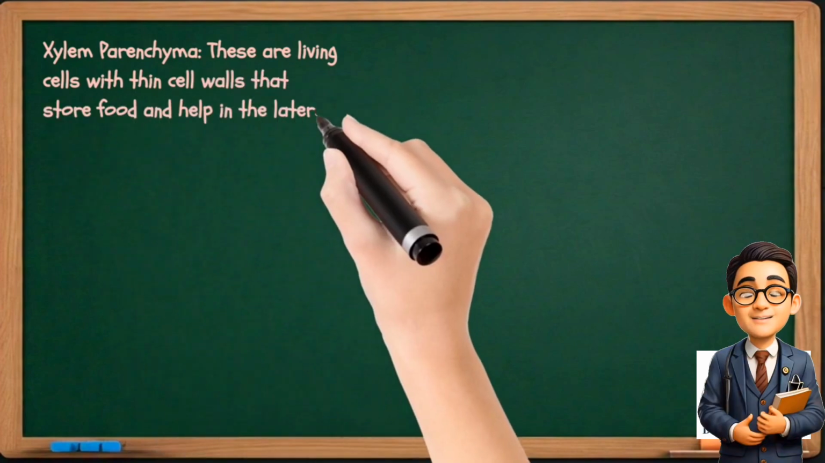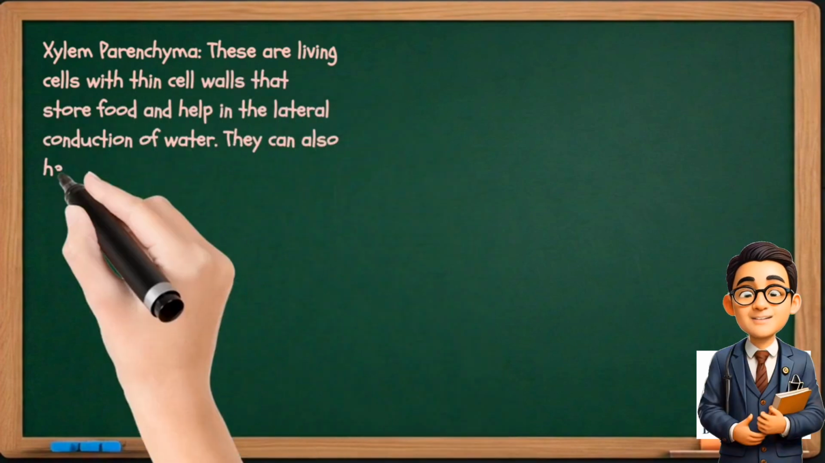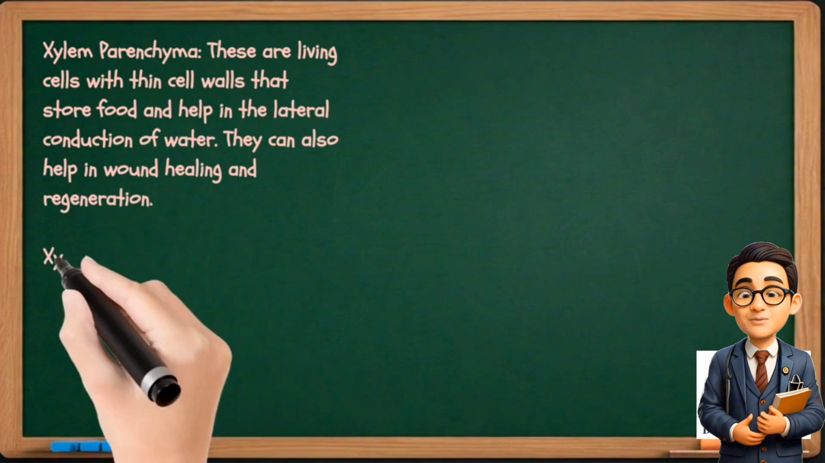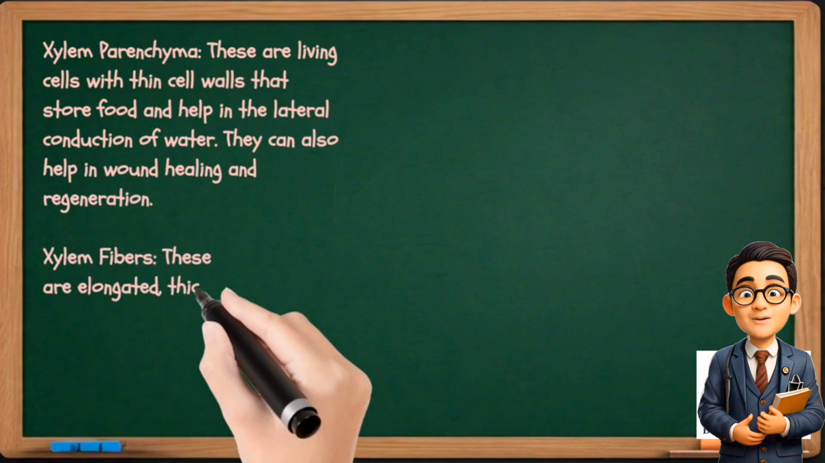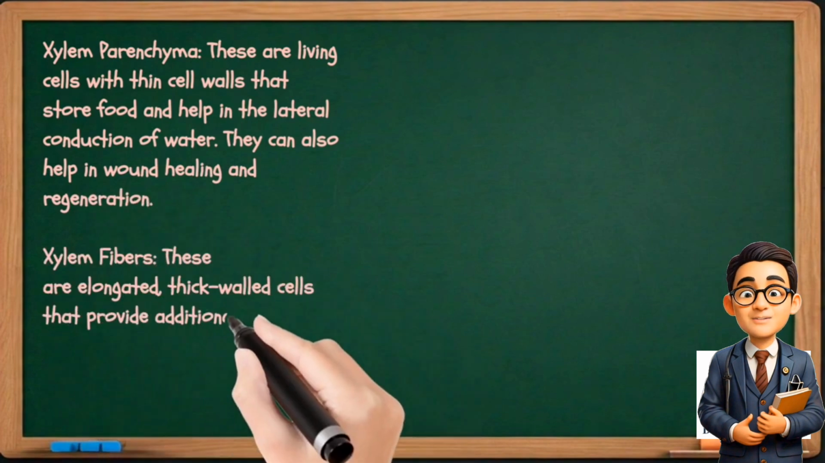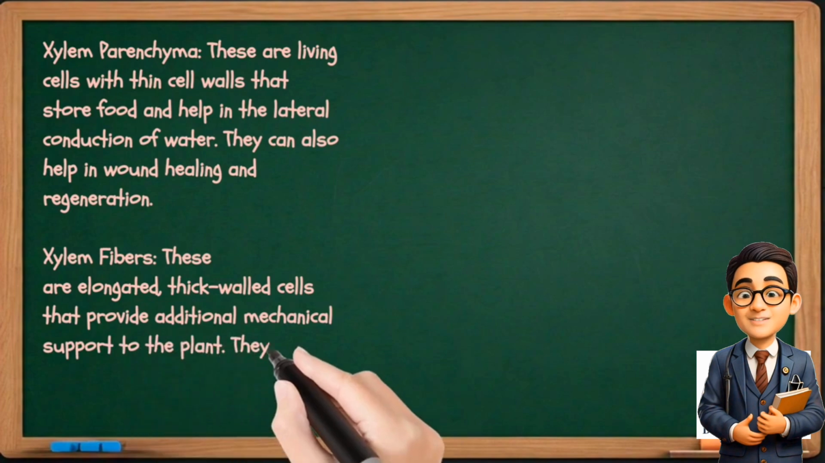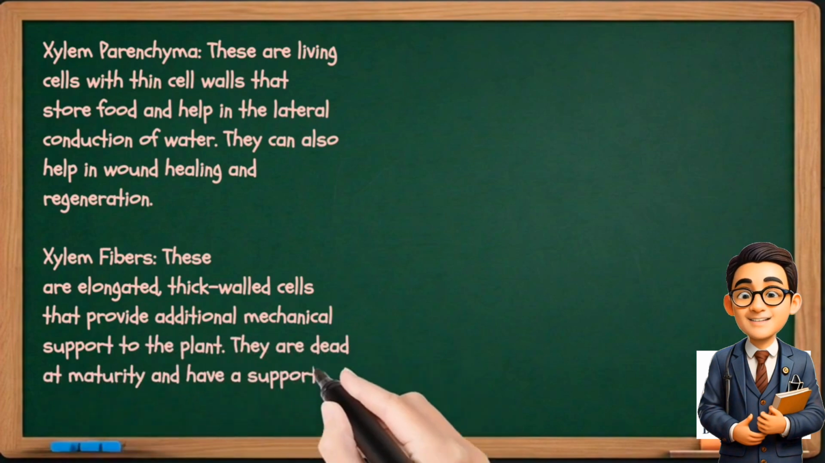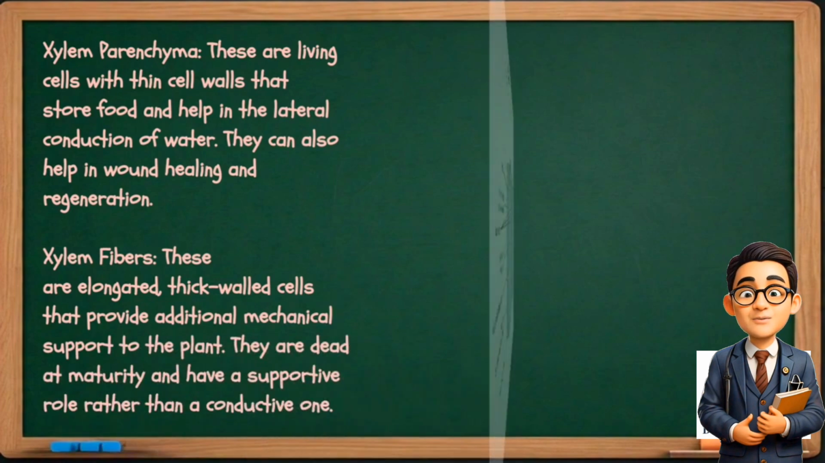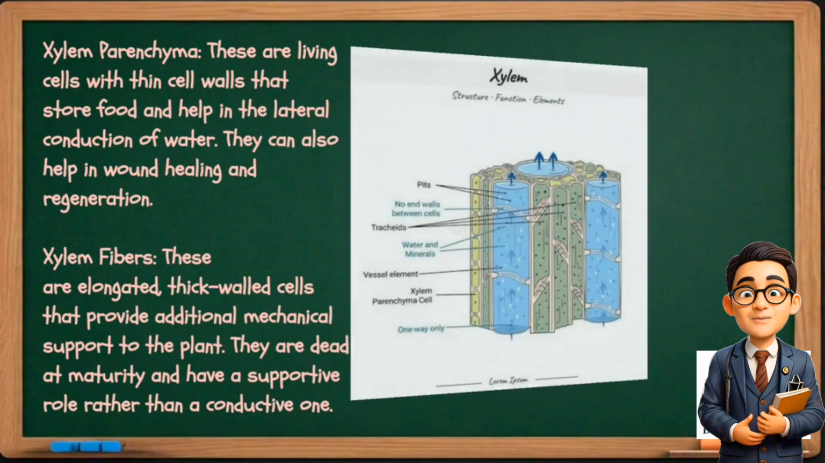Xylem parenchyma. These are living cells with thin cell walls that store food and help in the lateral conduction of water. They can also help in wound healing and regeneration. Xylem fibers. These are elongated, thick-walled cells that provide additional mechanical support to the plant. They are dead at maturity and have a supportive role rather than a conductive one.